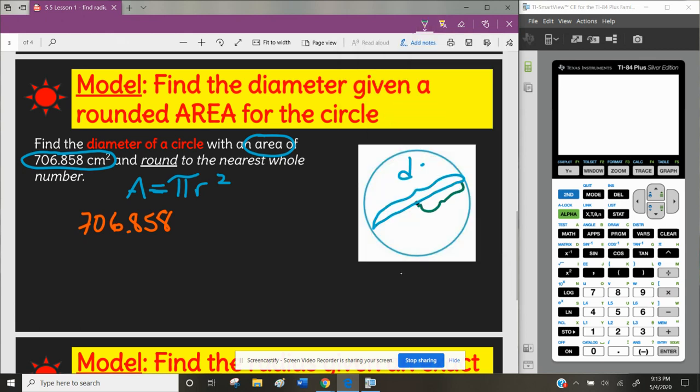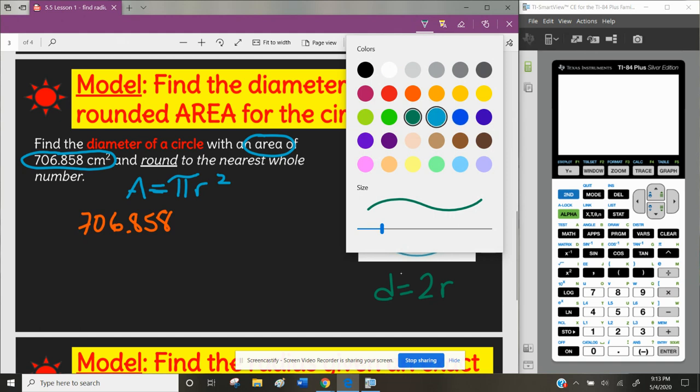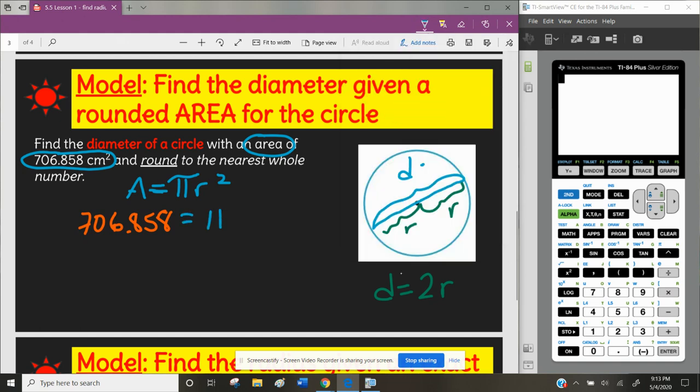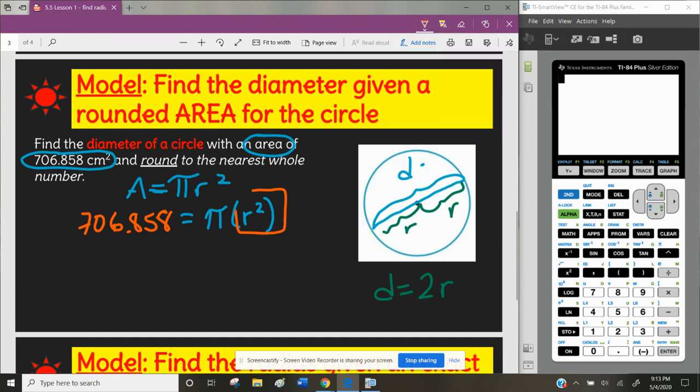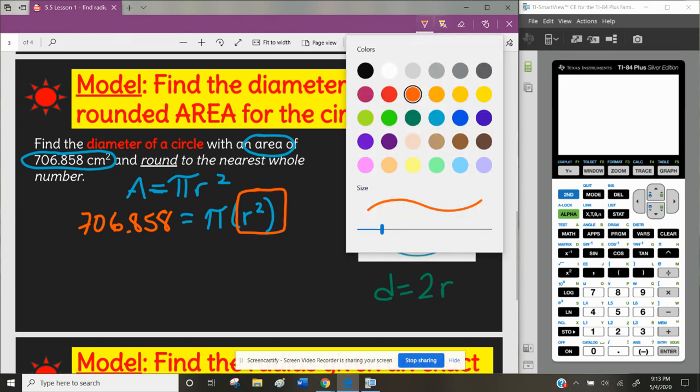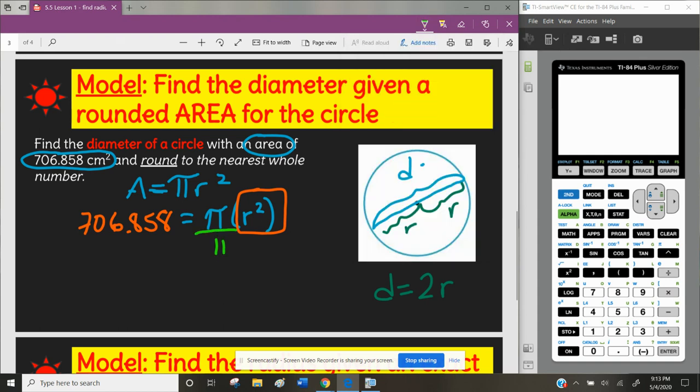So we know that a diameter is equal to 2 times the radius. So I'm going to solve the area equation for the radius. And I'm going to then multiply my answer by 2 to get the diameter. So our first step is we want to get the r squared alone. To do that, we're going to divide both sides by pi.